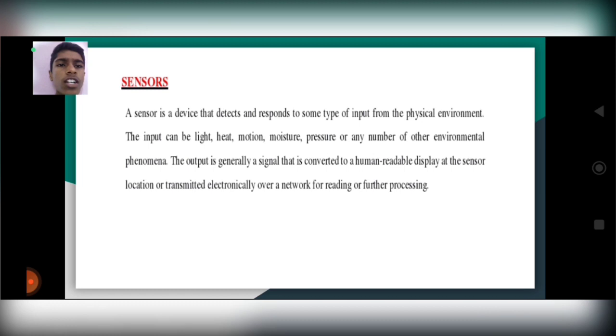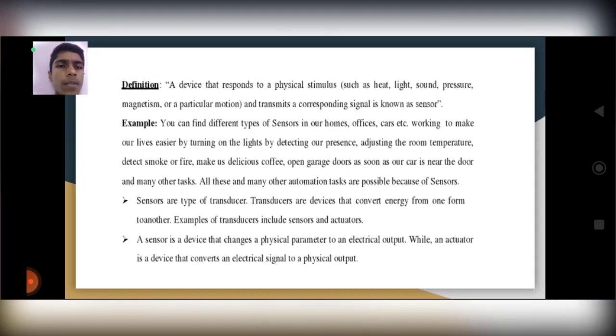The output is generally a signal that is converted to a human-readable display at the sensor location and transmitted electronically over a network for further processing. Definition: a device that responds to a physical stimulus and transmits a corresponding signal is known as a sensor. Physical stimuli are such as heat, light, sound, pressure, magnetism, or a particular motion.